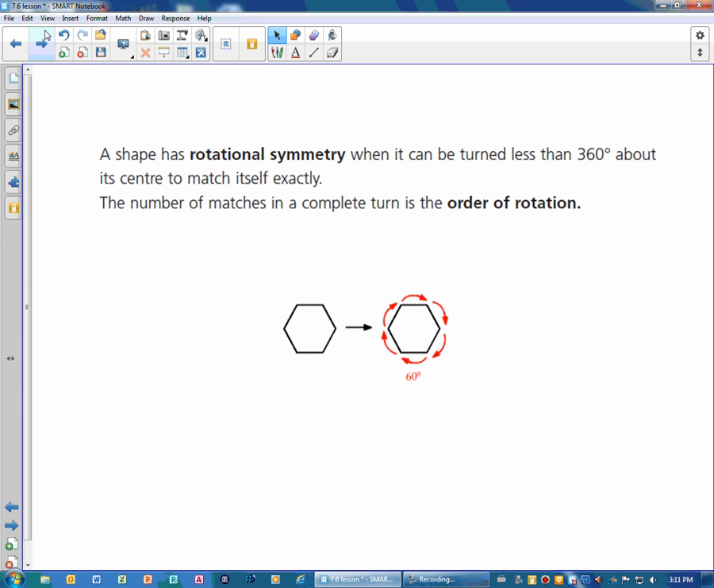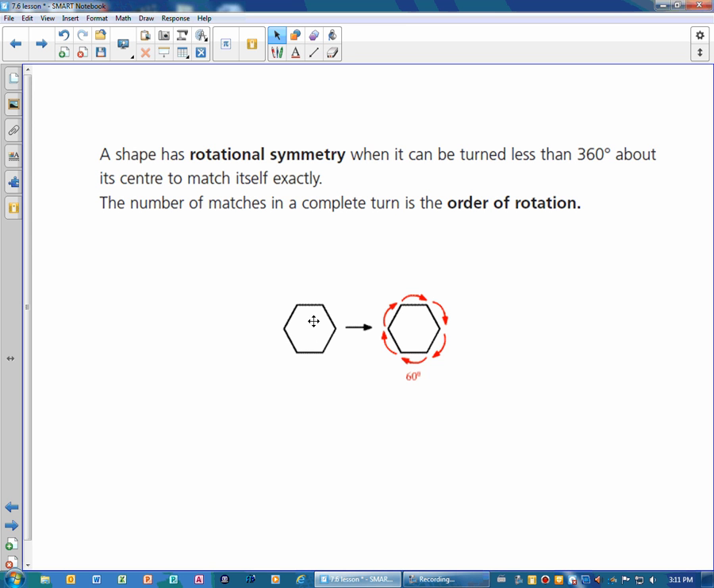Okay, so to start off with, it says a shape has rotational symmetry when it can be turned less than 360 degrees about its center to match itself exactly. And the number of matches in a complete turn is the order of rotation.